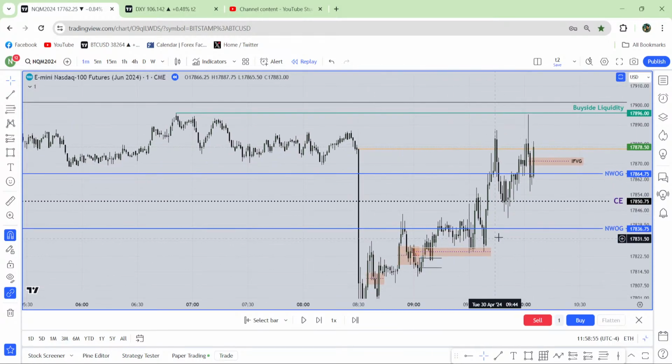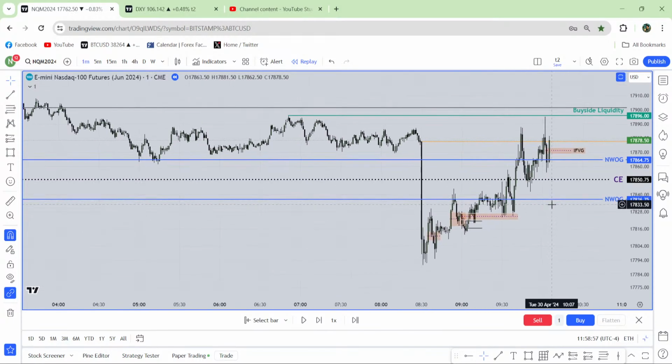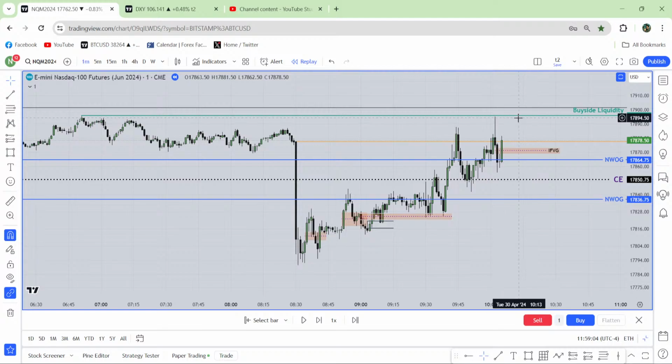Absolutely not. If you compare the liquidity, buy side liquidity and the sell side liquidity, buy side liquidity, which is cleaner to you? Absolutely the buy side liquidity.